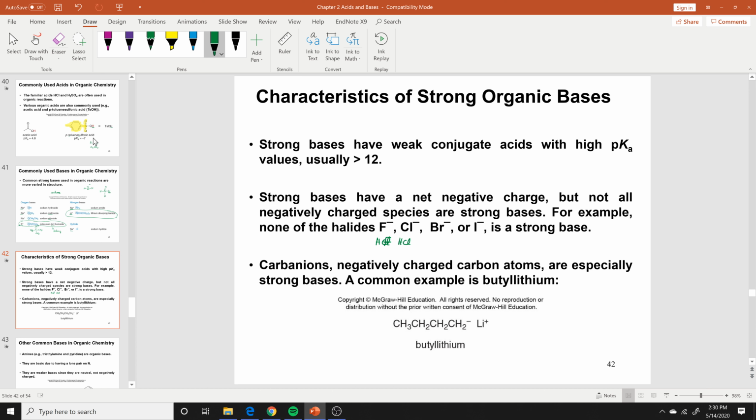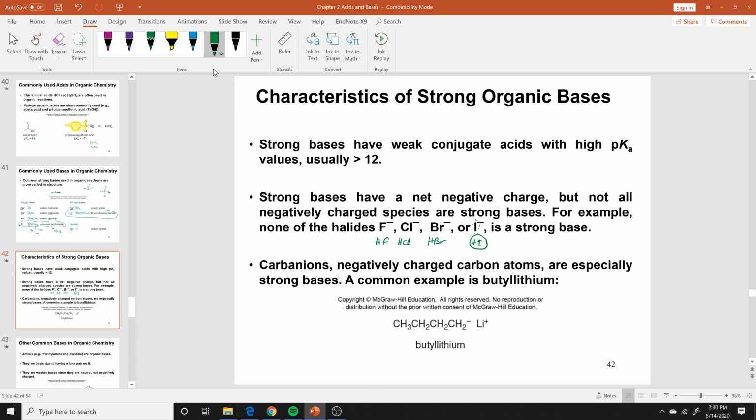So that guy is going to be HF, HCl, HBr, and HI. Basically, the stronger the acid, the weaker the conjugate base. And all of these acids are strong. This is the strongest acid, but all of these acids are strong, so their conjugate bases are very weak. These conjugate bases, even though they have a negative charge, are still not strong.